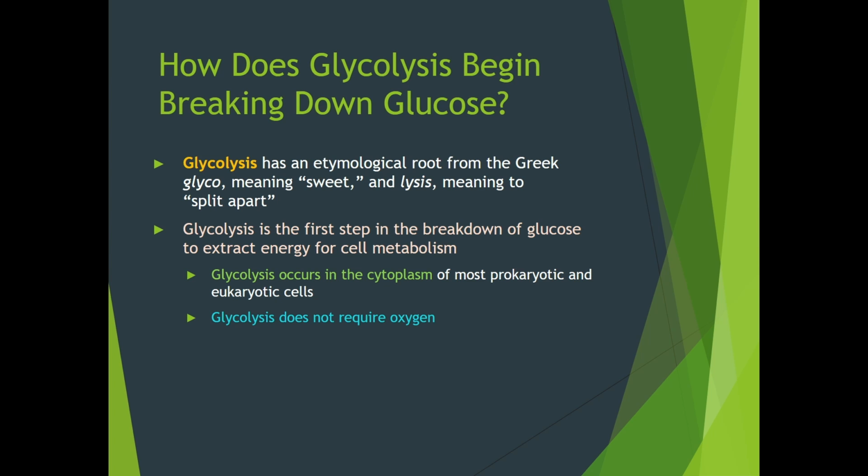So glycolysis has a meaning. It comes from the Greek glyko, meaning sweet, and lysis, meaning to split apart. So glycolysis, as the first step in the breakdown of glucose, does split glucose apart, and it splits it into two pyruvate. We've looked at where glycolysis occurs in eukaryotic cells. In eukaryotic cells, glycolysis occurs in the cytoplasm, but it also occurs in the cytoplasm for prokaryotic cells. Glycolysis is the only step of cellular respiration that does not require oxygen. So glycolysis does not require oxygen.